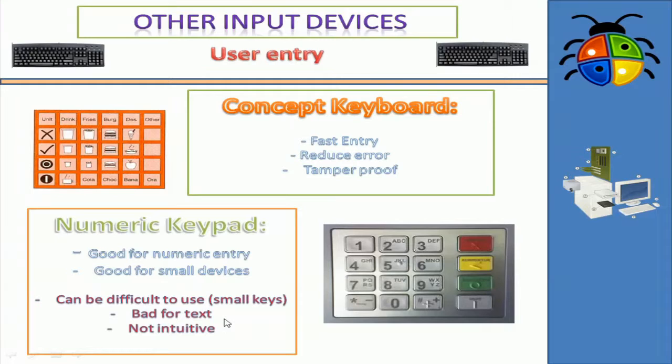It's really bad for text. So some of you might remember the old mobile phones, and you would have to, for example, if I wanted to type the letter C or I wanted to type my name, I would have to press 222 to get the letter C, 44 to get the letter H, 777 to get the letter R, and so on. So it's quite bad and slow for typing text, and it's not intuitive, especially for entering text.